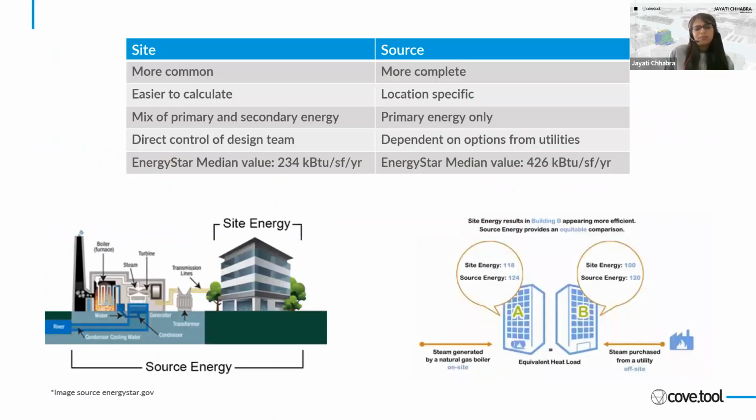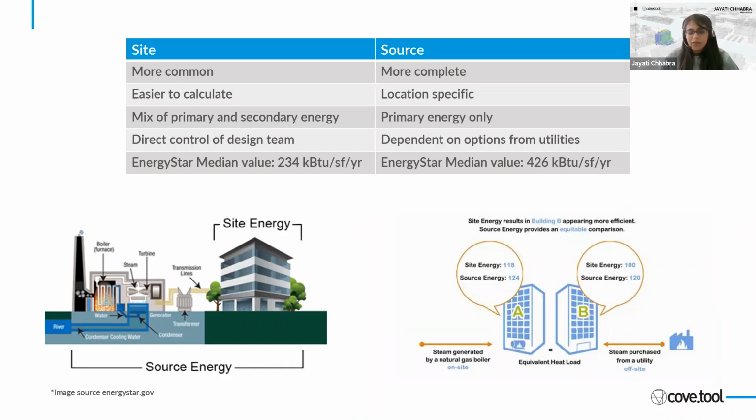So a bit about site and source, because this can be very important. In this webinar, we are just going to look at the site energy because that's the more common one. And also cove.tool can provide you that information. So you must know what that means and how to use it. If you ever see EUI mentioned and it's not specified as site or source, there's a very good chance it's site. Also, you do not have to know anything about your site or utilities to calculate it. So it's easier when you are just starting out in your conceptual stage or schematic stage.